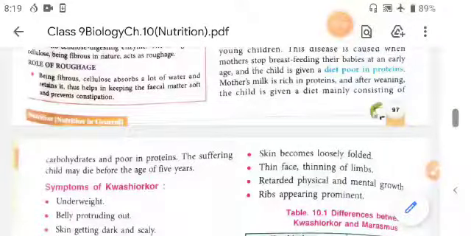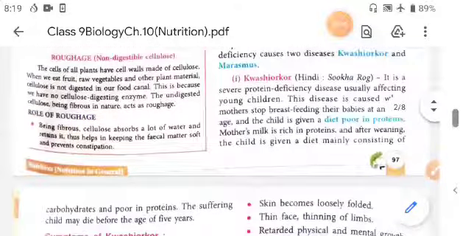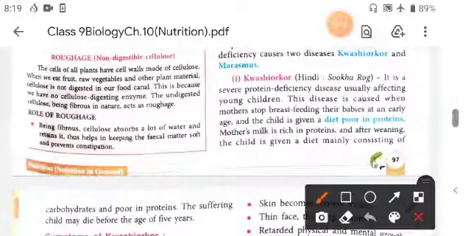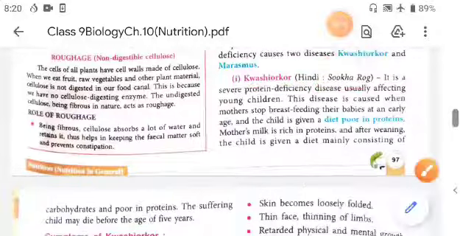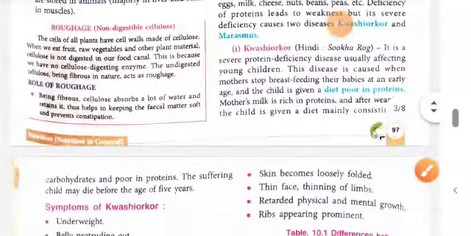Students, in our previous video we had discussed the nutrients, and today we will continue the chapter with the protein deficiency diseases. Those diseases are Kwashiorkor and Marasmus. At first we will start with Kwashiorkor. This Kwashiorkor is also called Sukha Rog. It is a severe protein deficiency disease.